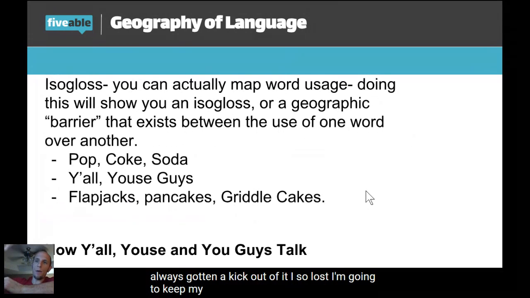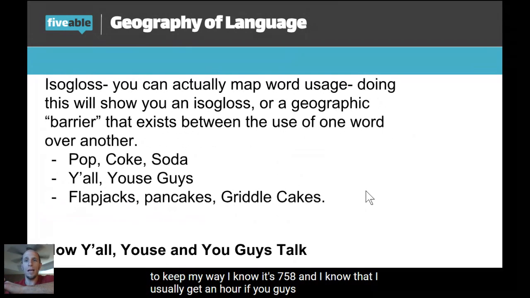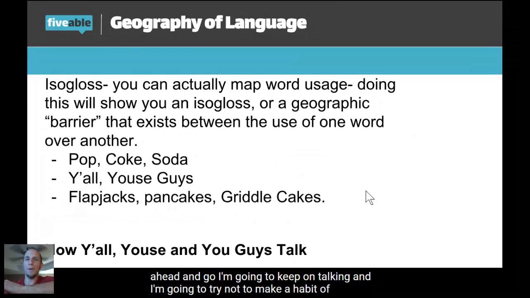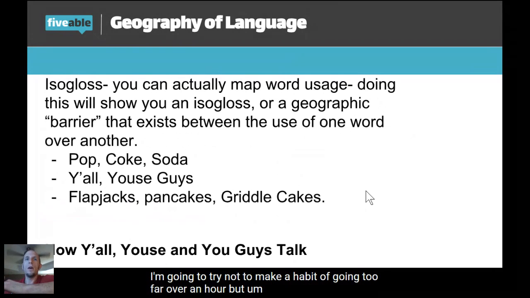Isogloss. I'm going to keep going, by the way. I know it's 7:58 and I know that I usually get an hour. If you guys have to go, go ahead and go. I'm going to keep on talking, and I'm going to try not to make a habit of going too far over an hour, but I just want to make sure that I get you guys where you need to be for the test.